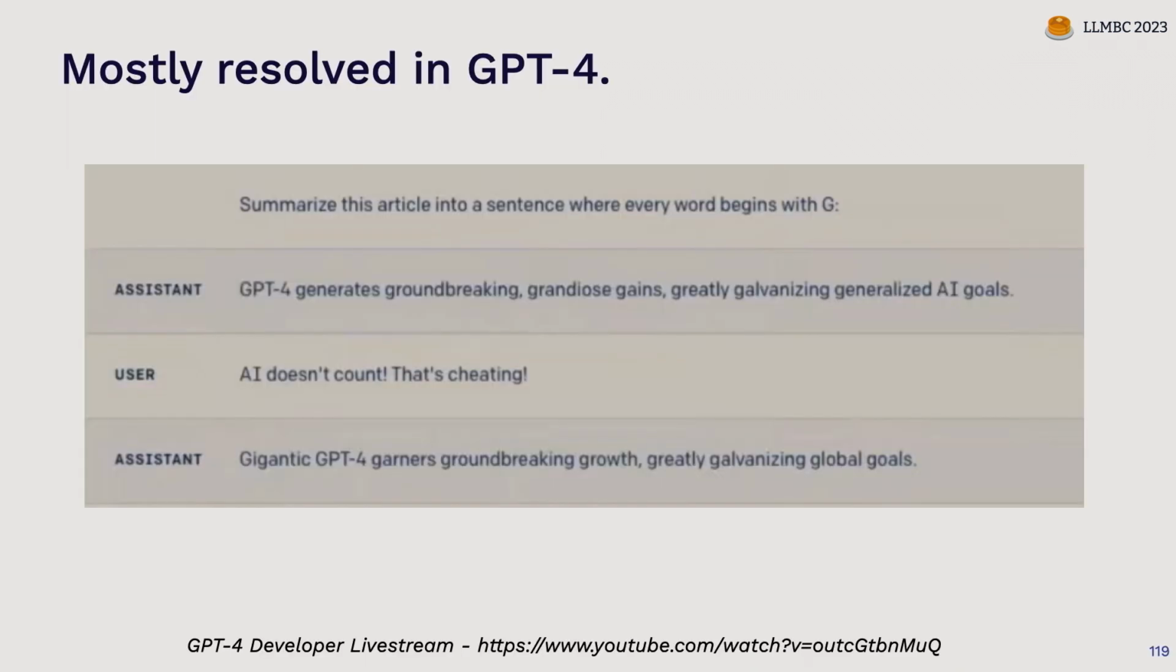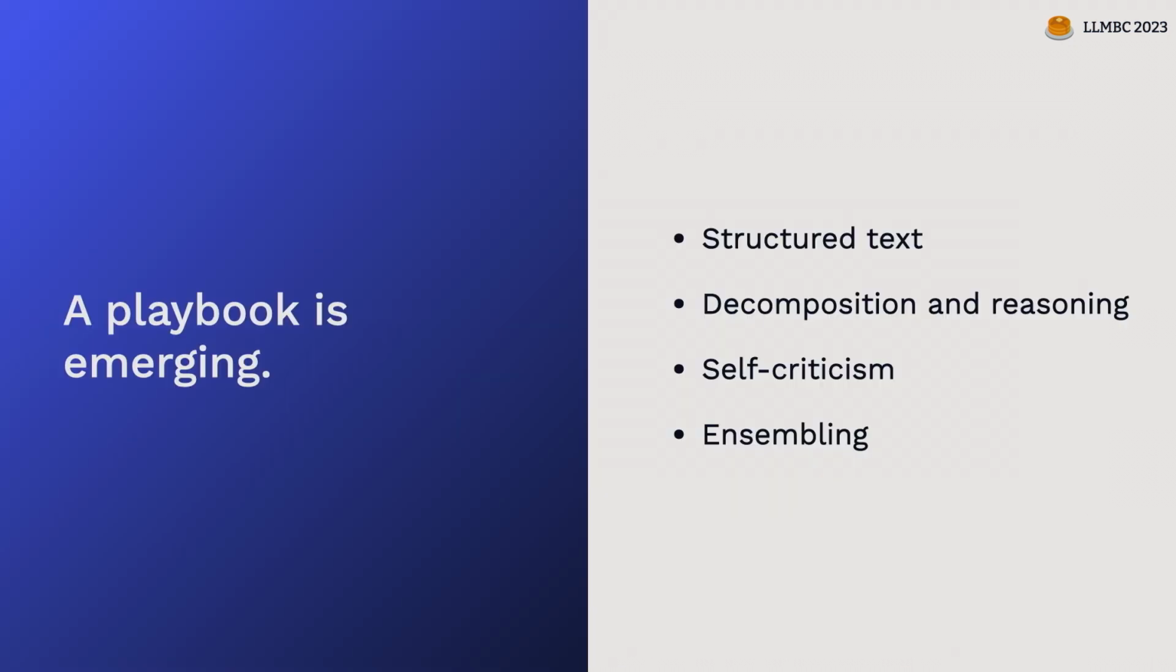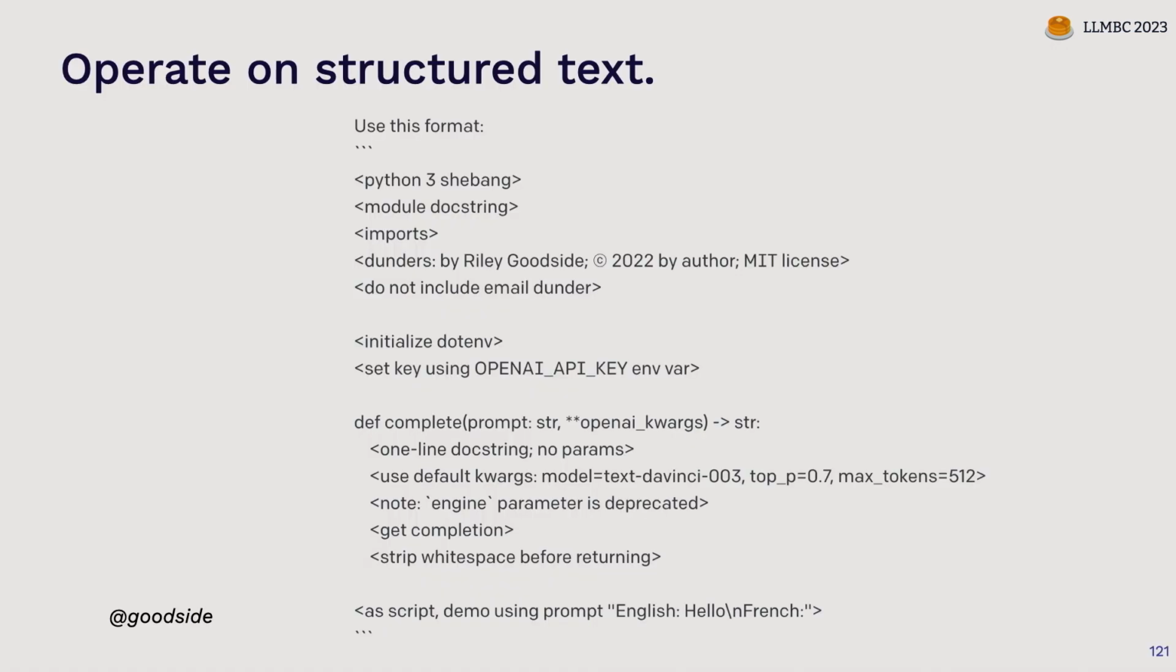So that's some of the important but unfortunate details of prompt engineering that you have to know about. Now I want to talk a little bit about a playbook for how to do this well. And there are 4 different components to it.